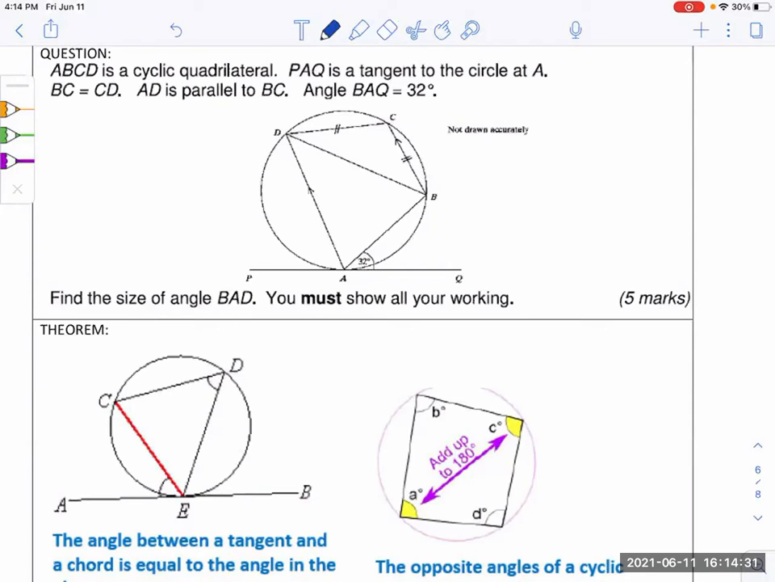We know that AD is parallel to BC. We know that it is a cyclic quadrilateral, right? But they gave us some other information. This is the chord. Yes? Yes, miss. Right? This is the tangent. This angle is 32. So it means that this angle here is also 32 degrees.